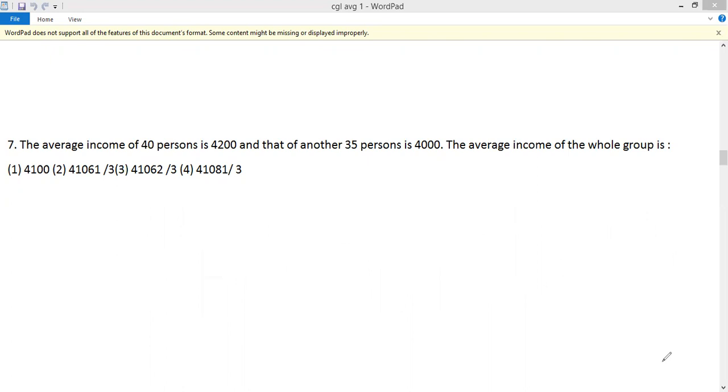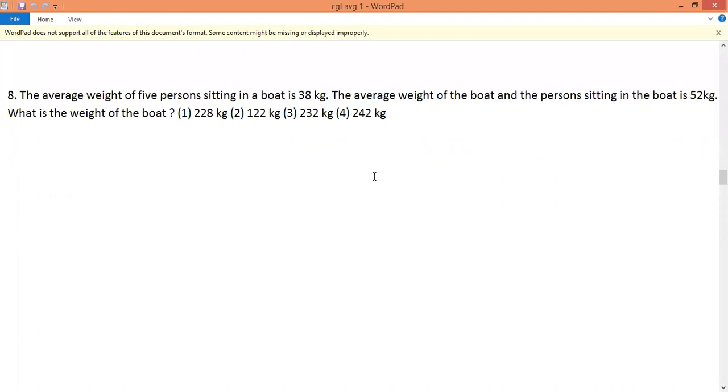Next question. The average weight of 5 persons sitting in a boat is 38. The average weight of the boat and the persons sitting in the boat is 52. So how much increased here? 14 is increased. Right?